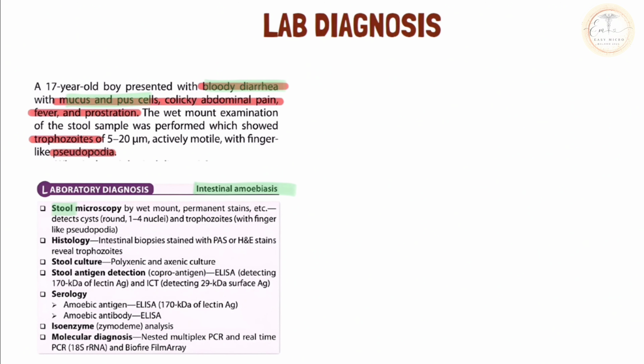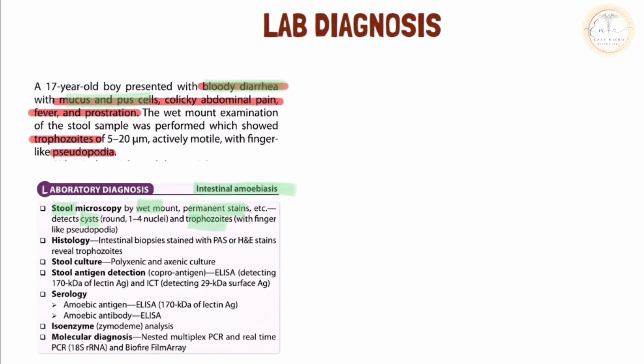So now we have collected the stool sample. Now let us examine the stool sample by wet mount and permanent stain. Guess what we found? We find the cyst and trophozoites in the stool. We identify the cyst by the presence of 4 nuclei, and we identify the trophozoite by the presence of finger-like pseudopodia in it.